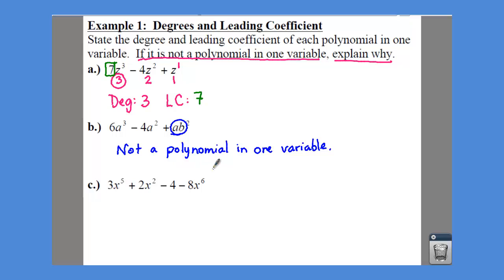And then finally, down here at the bottom for C, this is not written in standard form because it's not written with your leading term first. So if we rewrite this so it's in standard form, you would have your negative 8x to the 6th written first, then your 3x to the 5th, plus 2x squared minus 4. And once we get it like this, we can now find our degree, which would be a 6. We're not going to add 5 and 2 and all that. So our degree is going to end up being a 6. And then your leading coefficient here is negative 8. So your LC is negative 8.